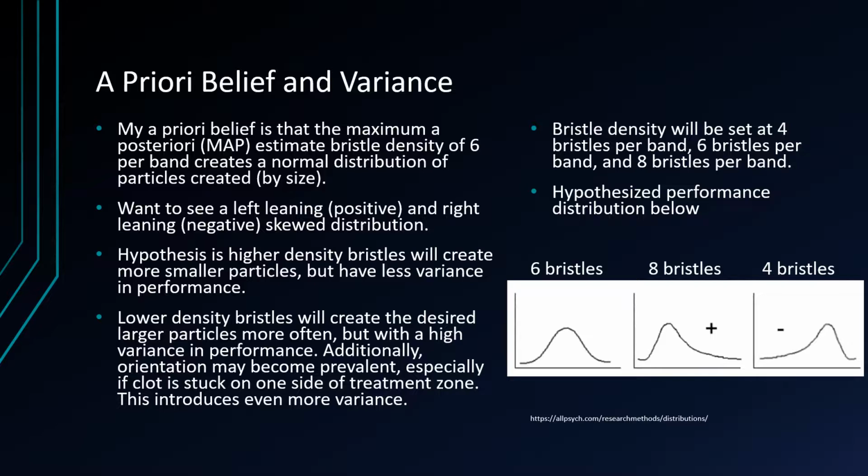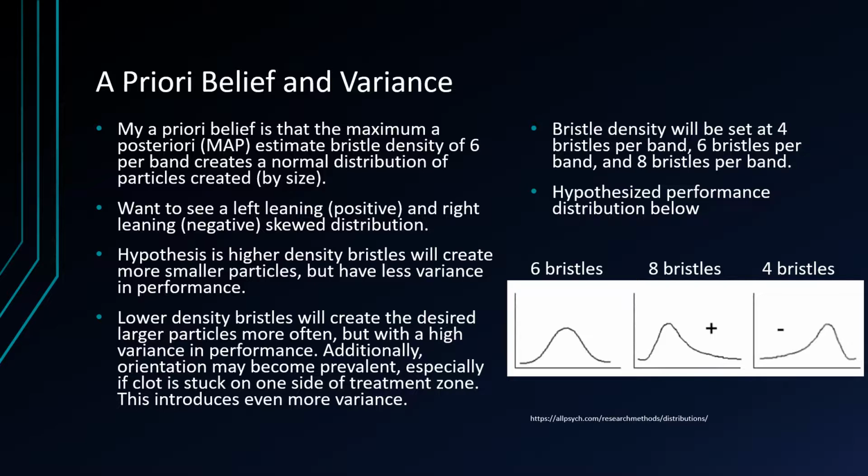My hypothesis is that higher density bristles will create more smaller particles, which is bad, but will have less variance in performance, which is good. I also hypothesize that lower density bristles will create more of the desired larger particles more often, but will also come with a higher variance in performance.